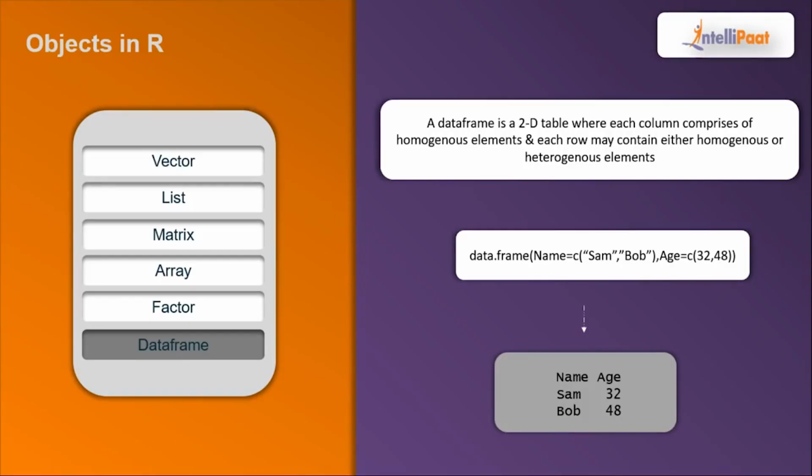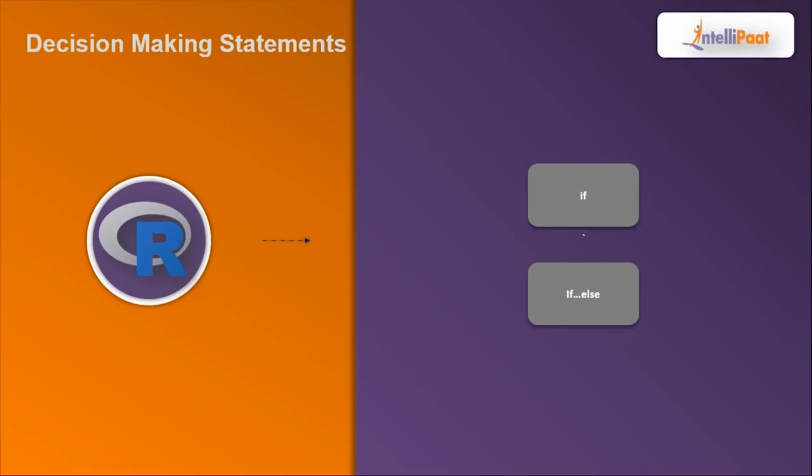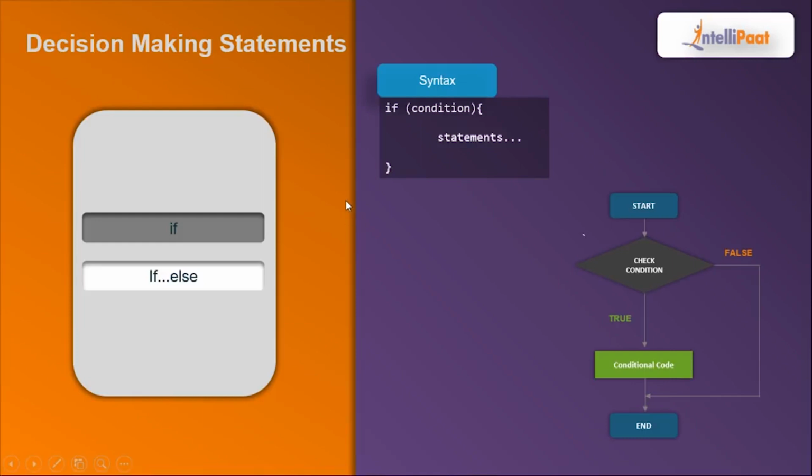So these were the different objects with which we could work in R. Now let's head on to decision-making statements. Decision-making statements basically help us to impose a condition, and on the basis of that condition, execute some statements. In general, we basically work with two decision-making statements: if and if else. Right, so now let's start with if.